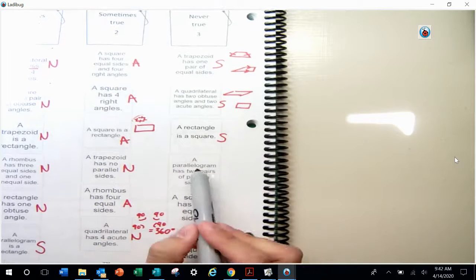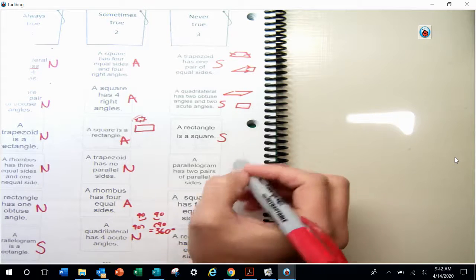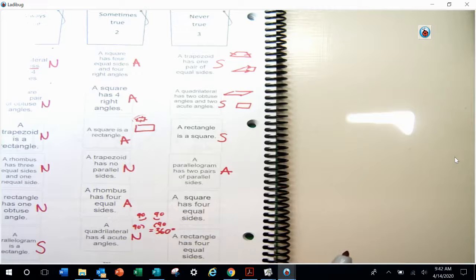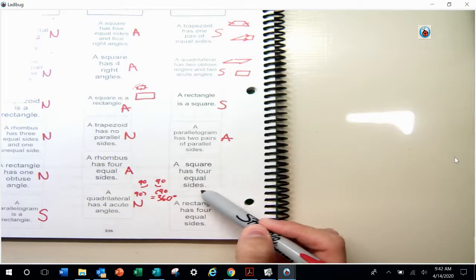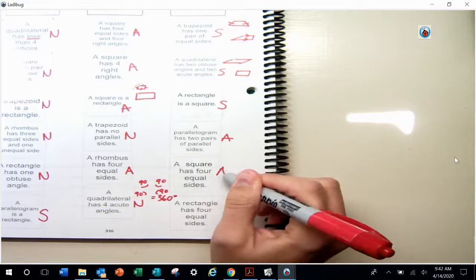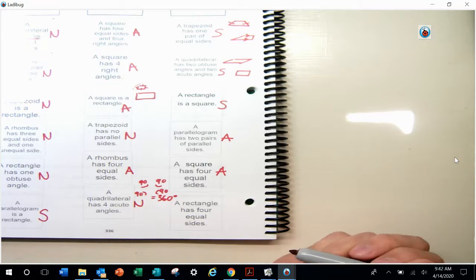Let's go here. A parallelogram has 2 pairs of parallel sides. Yes, that is always true. That is the definition of a parallelogram. A square has 4 equal sides. This is, again, always true. Part of the definition of a square is that it has 4 equal sides.